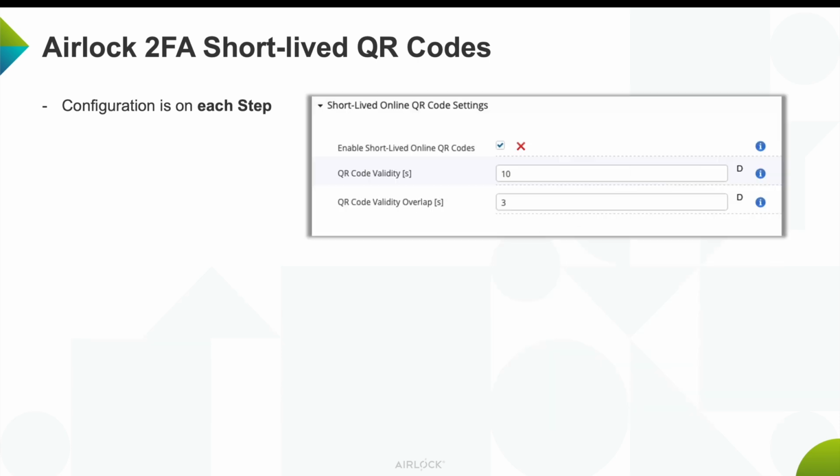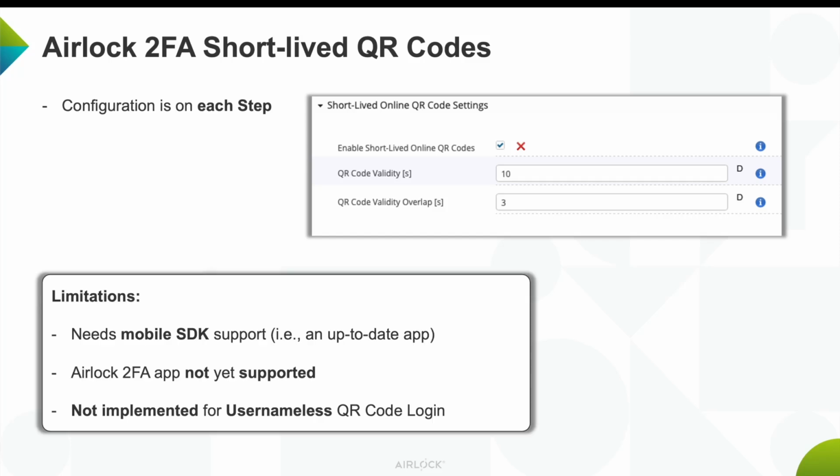The configuration of the new feature is done on each affected step. It is not part of the global Airlock 2FA settings. Note that the mobile app used needs to support the feature and therefore needs to be based on an up-to-date SDK. At the time of the IAM 8.6 release date, the Airlock 2FA app is not yet ready. It is planned to be updated in summer 2026. Further, the feature has not yet been implemented for the username-less QR login step.